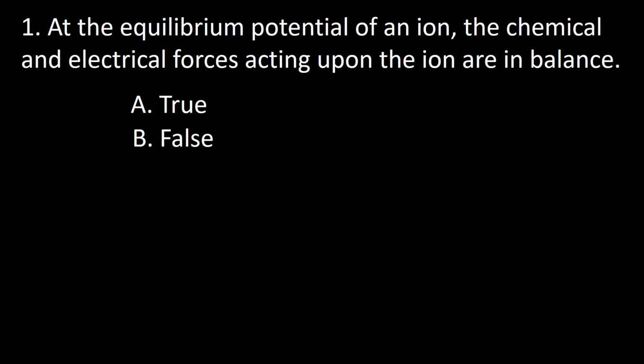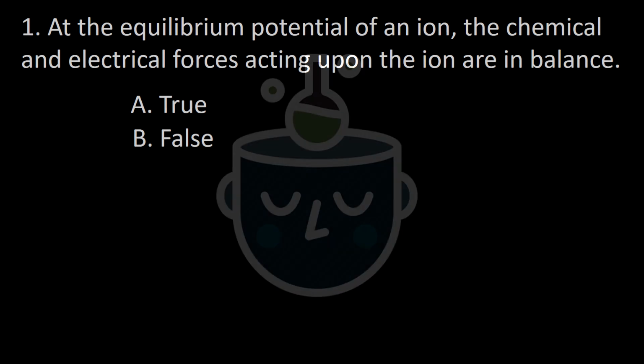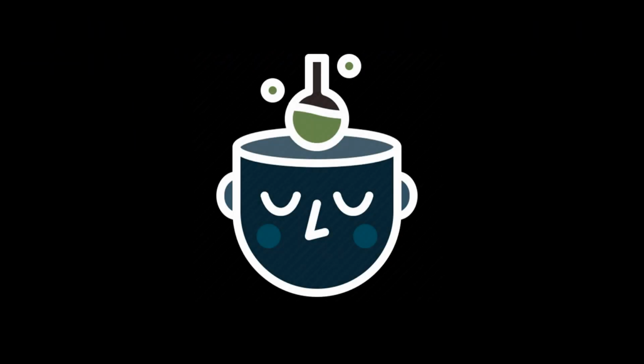The first question is, at the equilibrium potential of an ion, the chemical and electrical forces acting upon the ion are in balance. A true, B false. We will answer this question using a mind experiment.